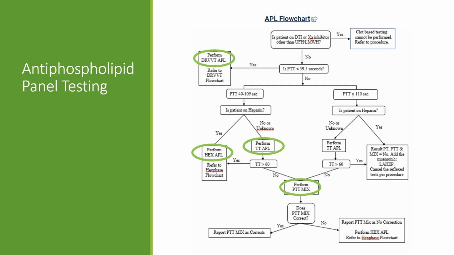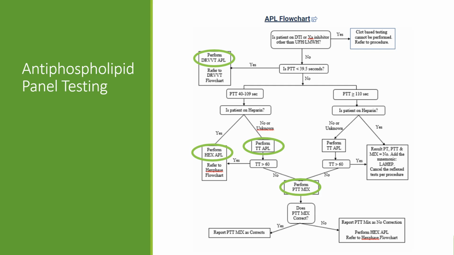If our PTT is not less than 39.5, we're going to look at what the values are. So we have two options. We can either have a PTT of 40 to 109 seconds or a PTT of greater than or equal to 110 seconds. Let's look first at the PTT of 40 to 109. Is the patient on heparin? Well, if the patient is on heparin, we're going to go ahead and perform a hex phase.